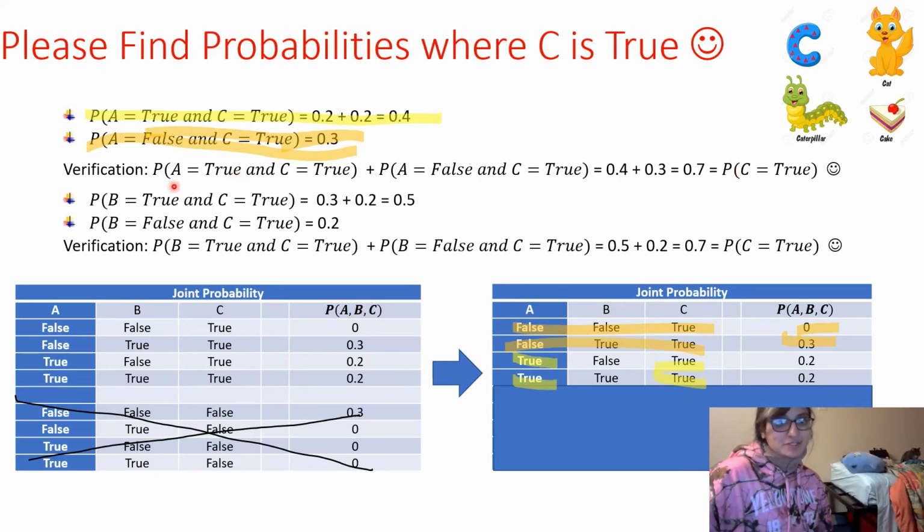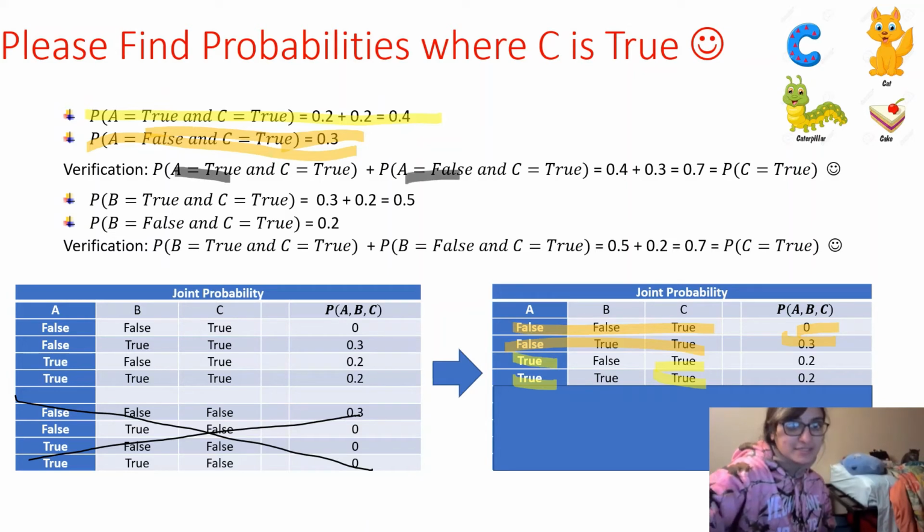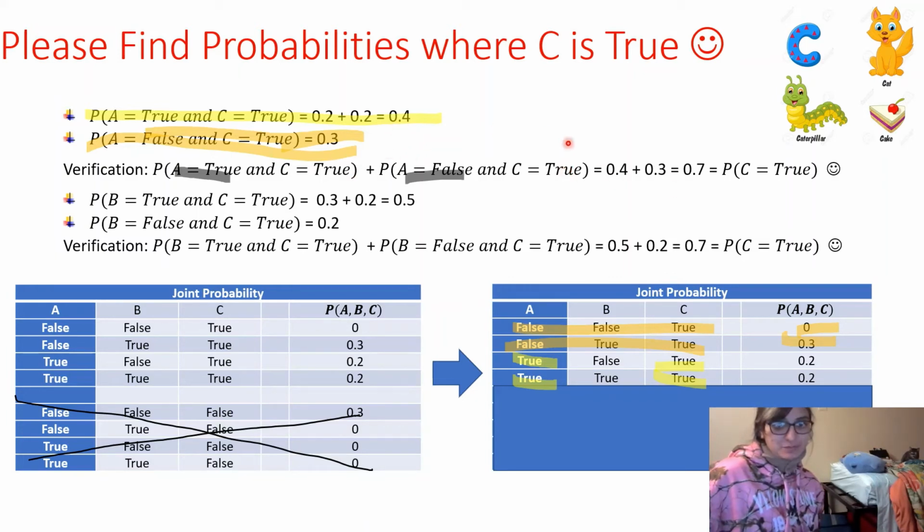But just to show you as well, if we add this plus this, because A can be true or false, that means that adding up over A crosses out A, because you're considering both true and false. So what you have in the end is C is true, which is 0.4 plus 0.3, which is 0.7, which is indeed the probability C is true.